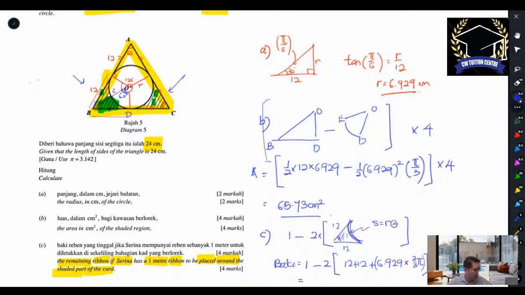So, pressing the calculator. This is 1 meter, and 1 meter is 100 cm. So 12 plus 12 plus 6.929 times 2 over 3 times pi, and then times 2, minus 100. So the remaining, baki, is 22.97 cm.